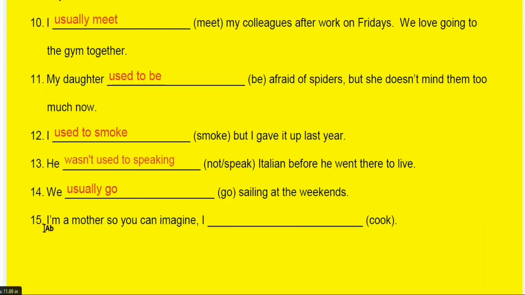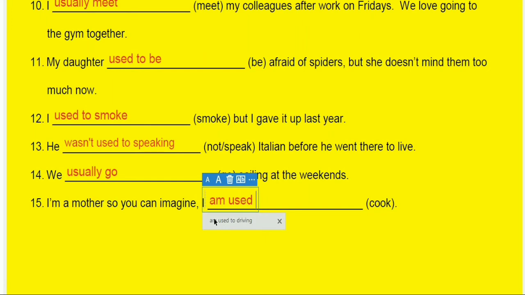And number 15, everyone: I'm a mother, so you can imagine I cook. I'm a mother, or you can say as a mother, okay, right? As a mother, you can imagine I am used to cooking.